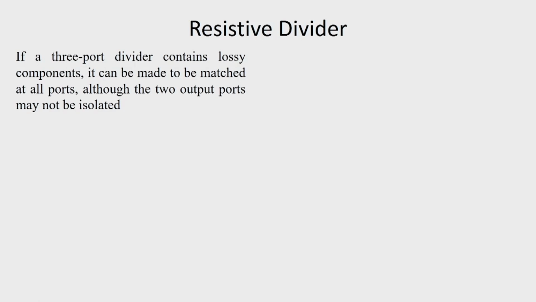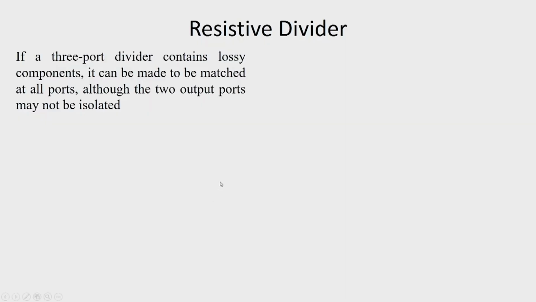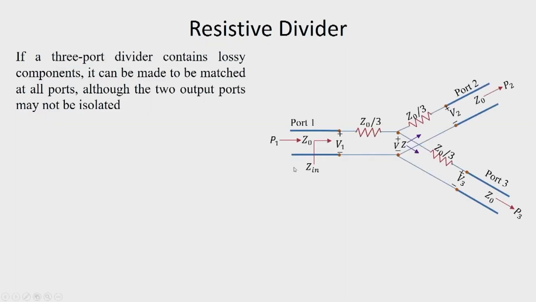So, if a 3-port divider contains lossy components, it can be made to be matched at all 3 ports, although the 2 output ports may not be isolated. So, let us see the structure of the resistive power divider.